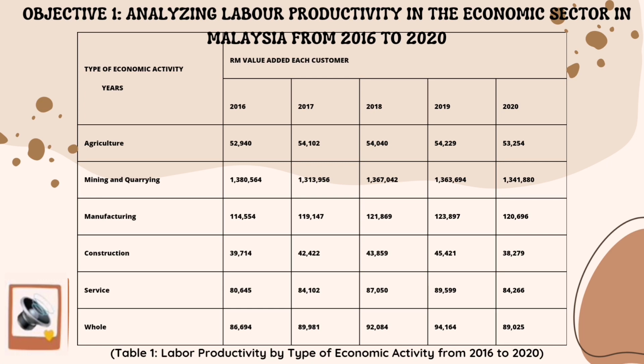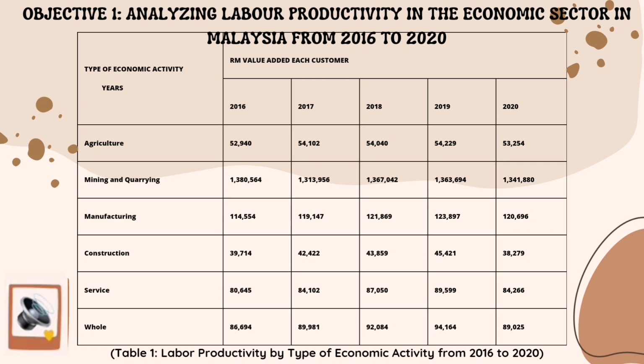The amount of increase between 2016 and 2017 is quite significant. The total value added per worker in the construction sector in 2018 shows an increase of RM43,859. In 2019, the total value added to each laborer in the construction sector has shown as much as RM45,421, also maintaining an increase. Finally, a decrease occurred in 2020, which was as much as RM120,696 on the added value of each laborer in the construction sector.